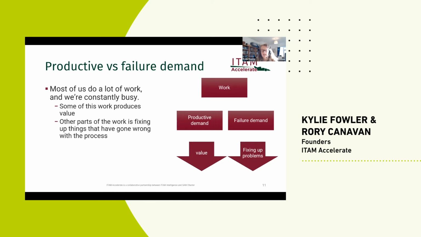A great example is somebody in a call center who is taking calls for an insurance company. If they answer the phone and the call is somebody saying, I'd like to buy some insurance, then that's productive work. That's what they're there for. That's what the company's employing them to do. And that's brilliant. We love productive work. It's providing value to your company and to the customer on the end of the phone who wants to buy insurance. However, bad processes generate a different type of work, which is called failure demand.